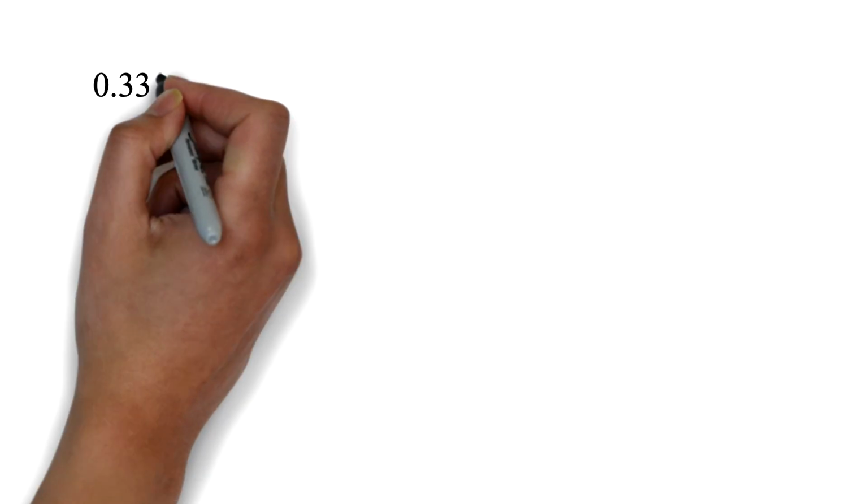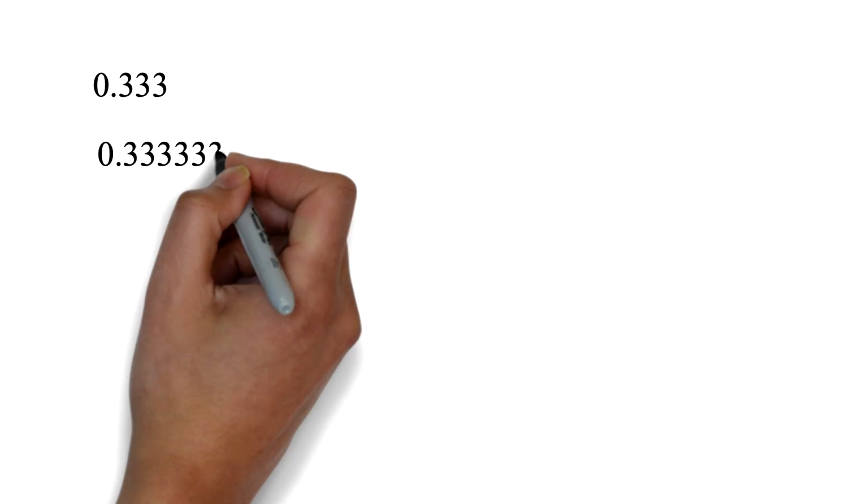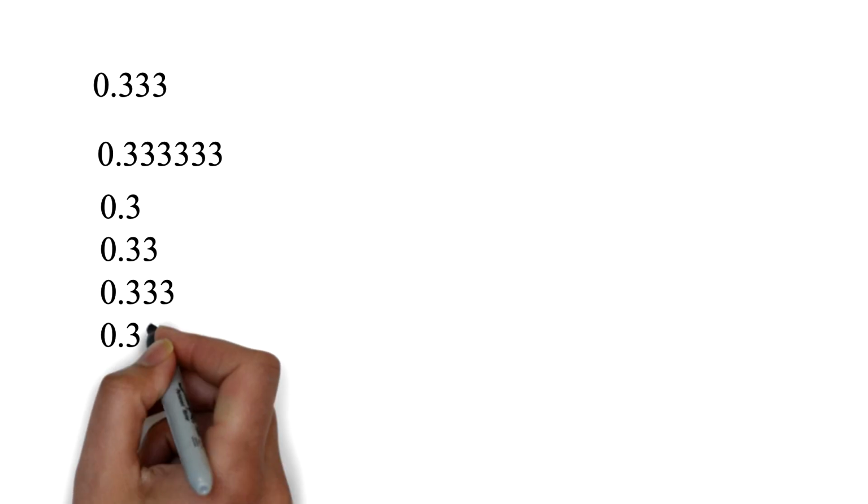Please note that the calculator will give you a certain number of decimal places. So some calculators will show 0.333, others will show 0.333333, and others will show something different based on the number of decimal places. The dots are not shown.